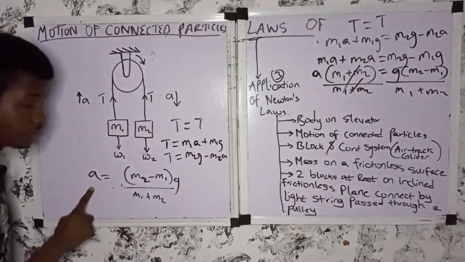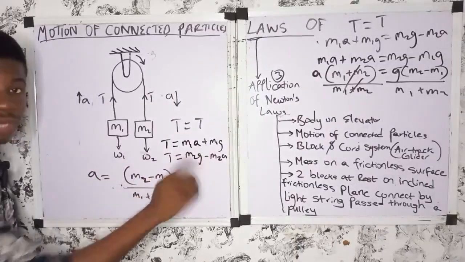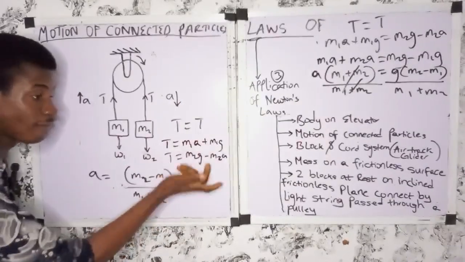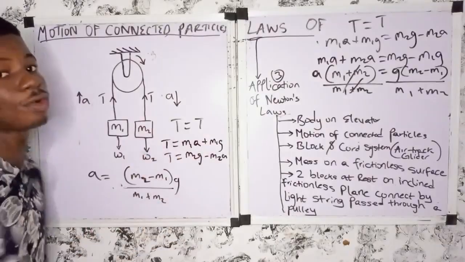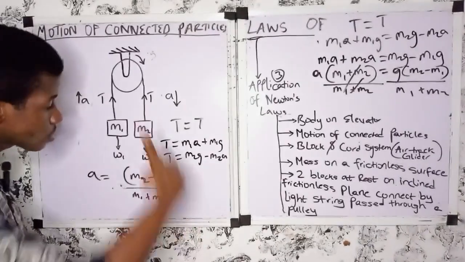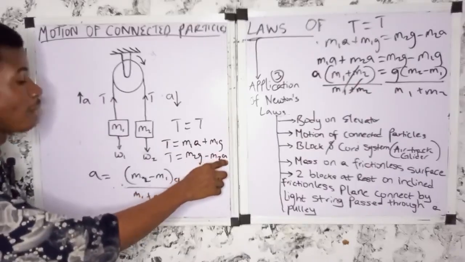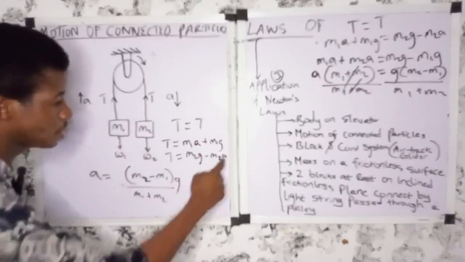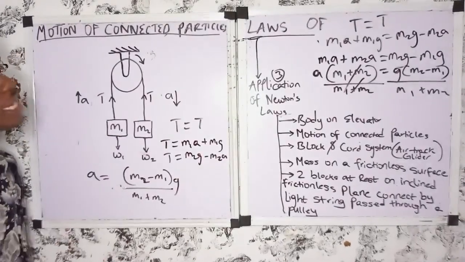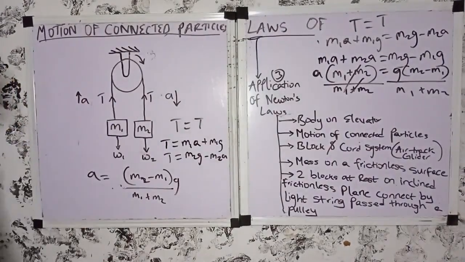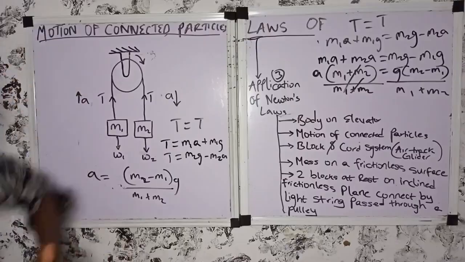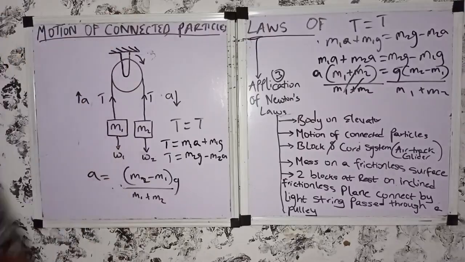Okay, so this is the formula to calculate the common acceleration, while either of these other formulas, any of them, you can use to calculate the tension acting on the system, just as long as you know their common acceleration. And where is their common acceleration? This is their common acceleration.